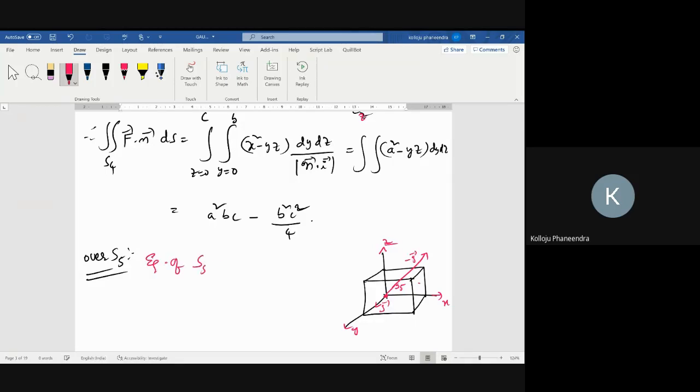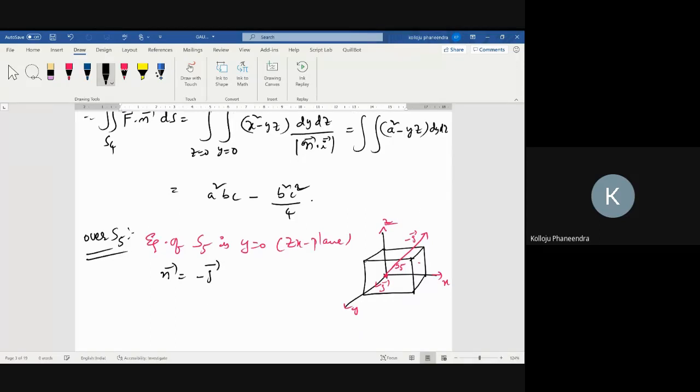Equation of S5 is what? S5 belongs to the zx plane. Zx plane means y equal to 0, so I will write the zx plane. And what is n bar here? Minus j bar.